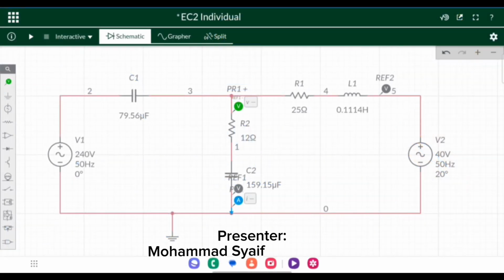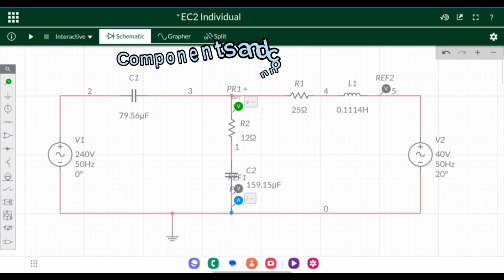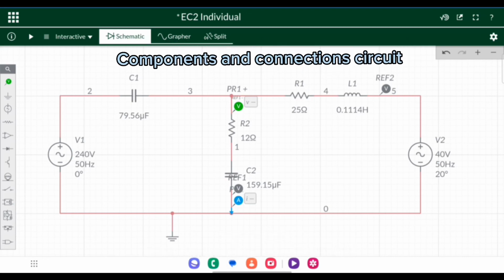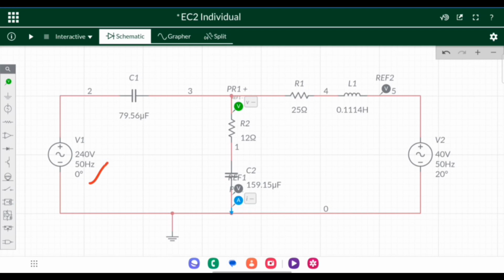Alright. Next, we go to the components that we have used in this circuit. We have AC voltage 1 here connected in series to capacitor 1, and we have AC voltage 2 here connected in series to inductor 1 and resistor 1, and we have R2, which is resistor 2, and capacitor 2 connected in parallel to V2 and V1.